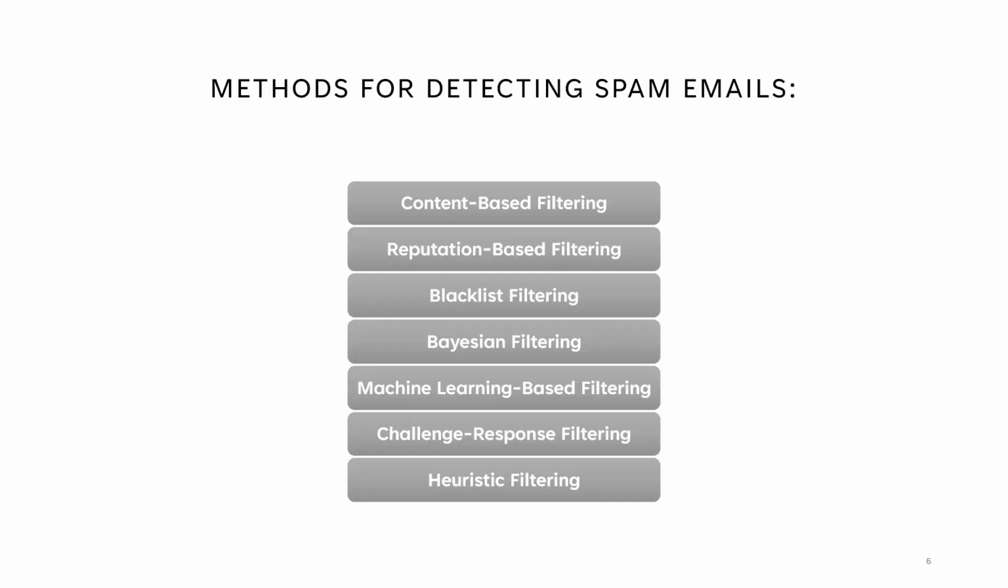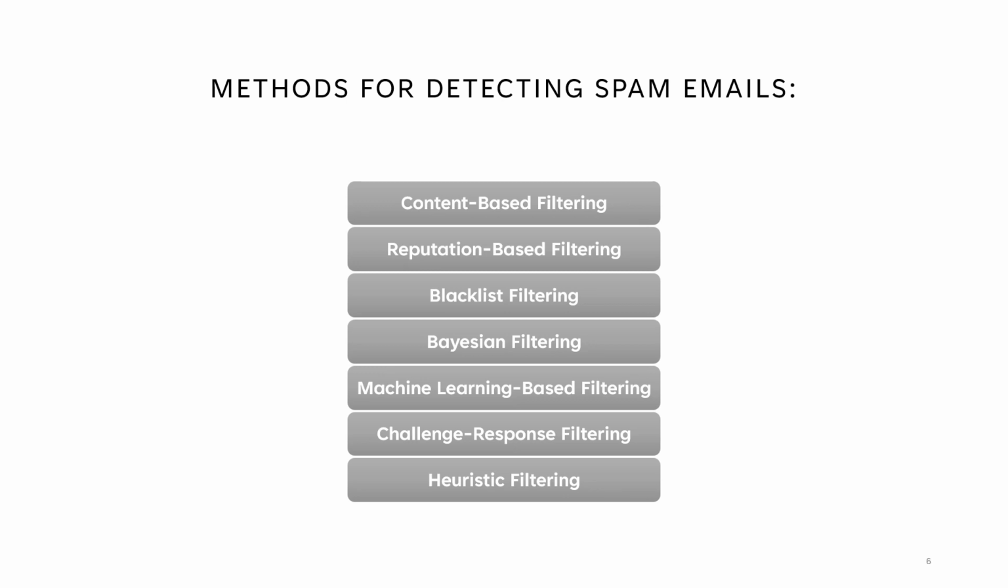Now let's see what the methods for detecting spam emails are. As shown, there are a few methods given here. The first one is content-based filtering. This method analyzes the content of an email and compares it to a set of predefined rules or keywords to identify spam emails. The rules or keywords may include characteristics such as suspicious sender addresses, spam-related phrases, or unusual attachment types. The second one is reputation filtering.